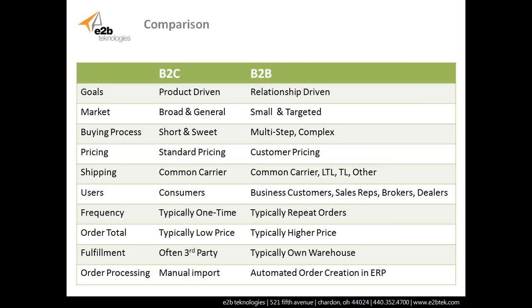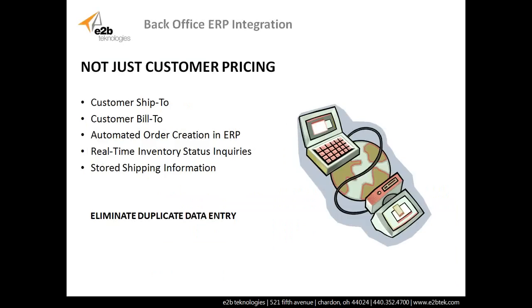And then we talked about the order processing. Either manual or it's an import, where with a B2B environment, it's more important to have those orders automatically created in your ERP system. Okay. We're not just integrating the customer pricing, we're also bringing in the customer ship tos and bill tos. In a lot of cases, we're shipping to a subsidiary or a specific location for our customer that is set up in our back office ERP system, but the bill to might be a corporate entity. The automated order creation, the real-time inventory status, and the stored shipping information. All this, the real goal is to eliminate the duplicate data entry.